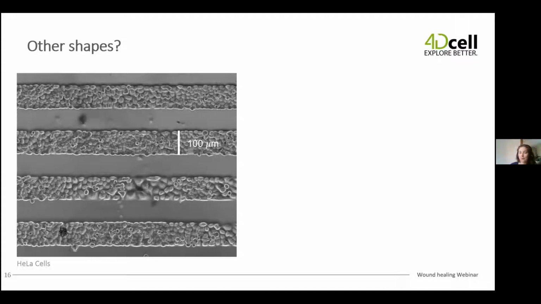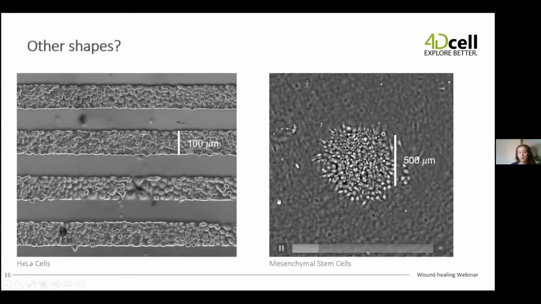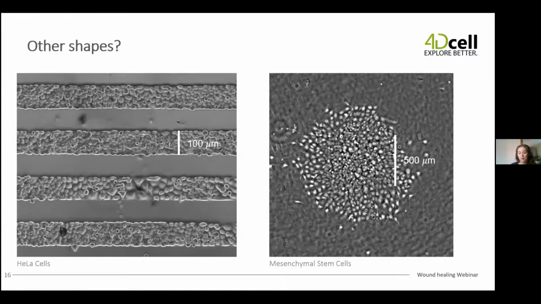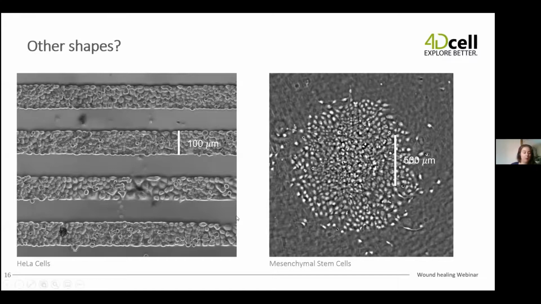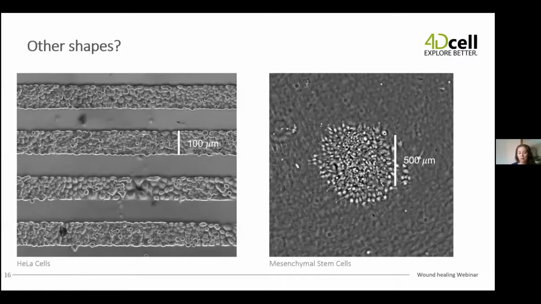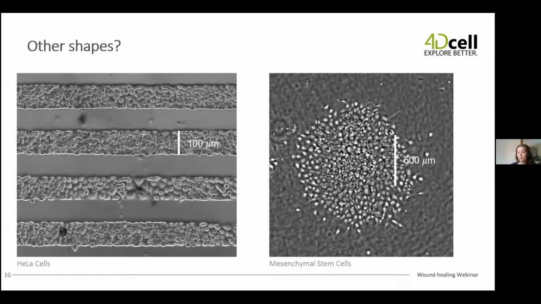And in fact, you could imagine a variety of shapes. So in this case, we're showing several wounds in parallel. These are quite small, 100 microns, but the advantage of this is that you can see several in your field of view. And we can even imagine having a completely different arrangement. So in this case, I'm showing a circular shape that's 500 microns, and you can watch how the cells migrate out of this. And as you can see from the bottom, I'm showing experiments using different cell types. Here on the left, we have HeLa cells, and we also have mesenchymal stem cells. So this assay really works with a lot of cell types.